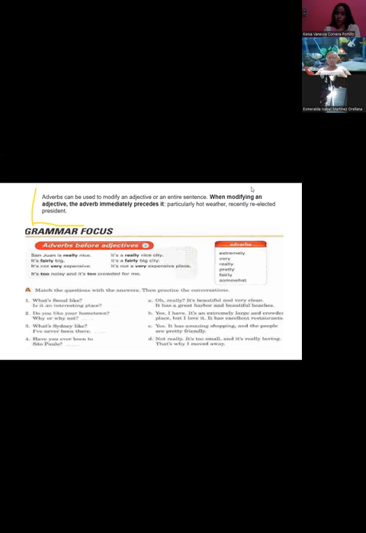Re-elected, recientemente reelegido. Entonces vemos ahí que recently se convierte en el adverbio y luego tenemos re-elected. Igual con la siguiente, particularly hot weather, particularmente un clima caliente. Entonces vemos que particularly se convierte en un adverbio. Veamos el grammar focused. Tenemos acá algunas oraciones que se encuentran acá.